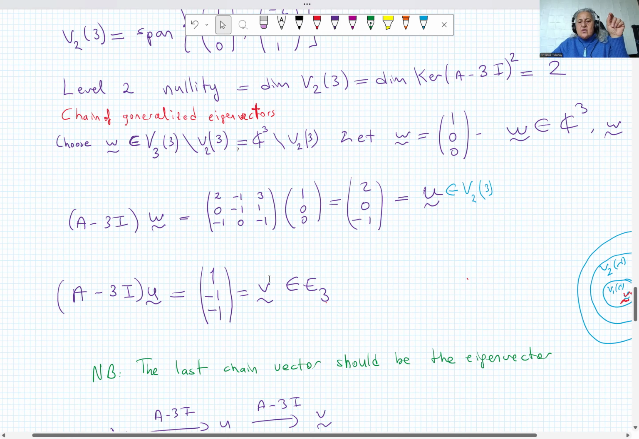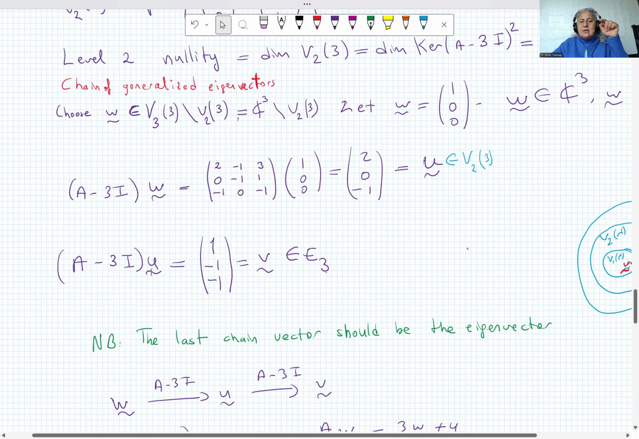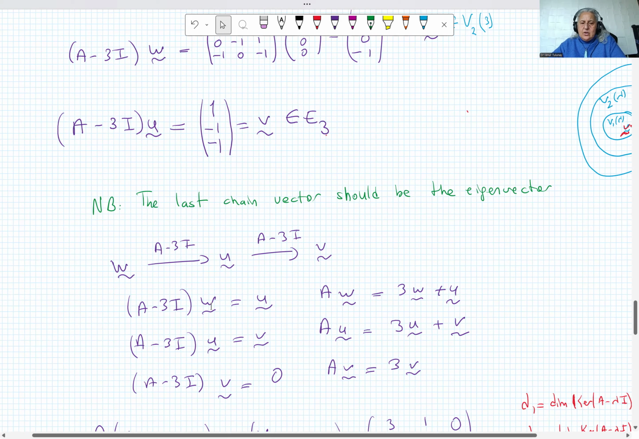What is important for us for V? V is in E3. So it satisfies the equation A times V is equal to 3V. So this one is an important part to find. The chain ends. So these are exactly the things that we found. We took the W, we apply A minus 3I, we found U. We apply again A minus 3I, we found V. So we found the full chain, and this chain is called the Jordan chain.